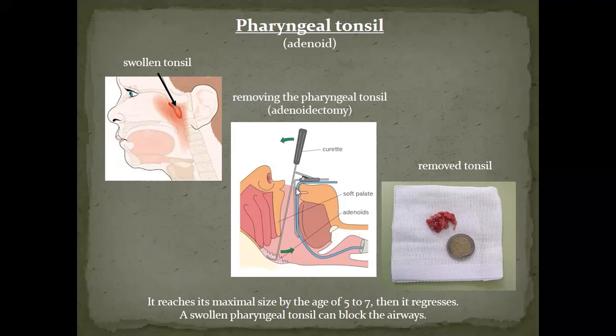Okay, and on the second picture, you can see how the removing of the pharyngeal tonsil is done. So usually with an instrument, they go through the oral cavity and they scratch off the tissue of the tonsil. Okay, and it can be quite big, as you can see it here on the right picture.